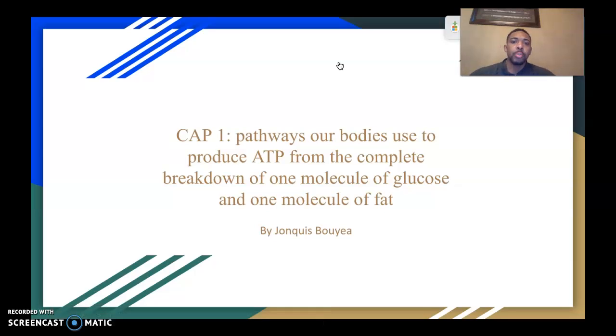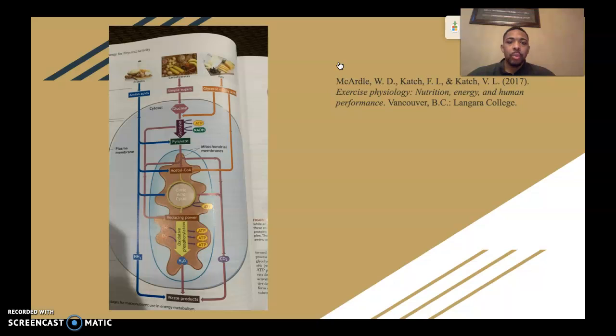Pathways our bodies use to produce ATP from the complete breakdown of one molecule of glucose and one molecule of fat. This is the diagram I will be using to further explain and show the process of the breakdown of glucose as well as fat and how it reacts within our bodies.